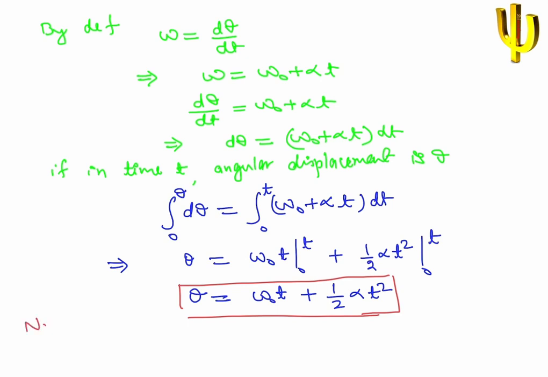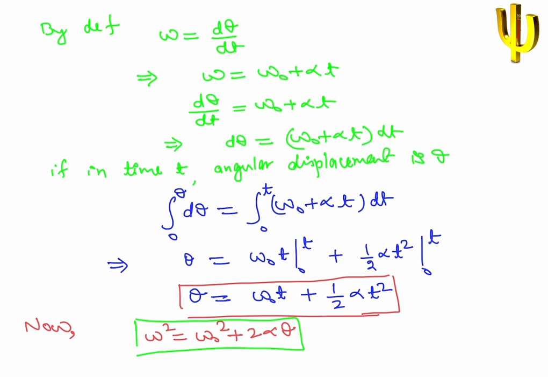Now eliminating t between equation A and B, we get omega square is equal to omega naught square plus 2 alpha theta. So this is the desired equation which we wanted to prove.